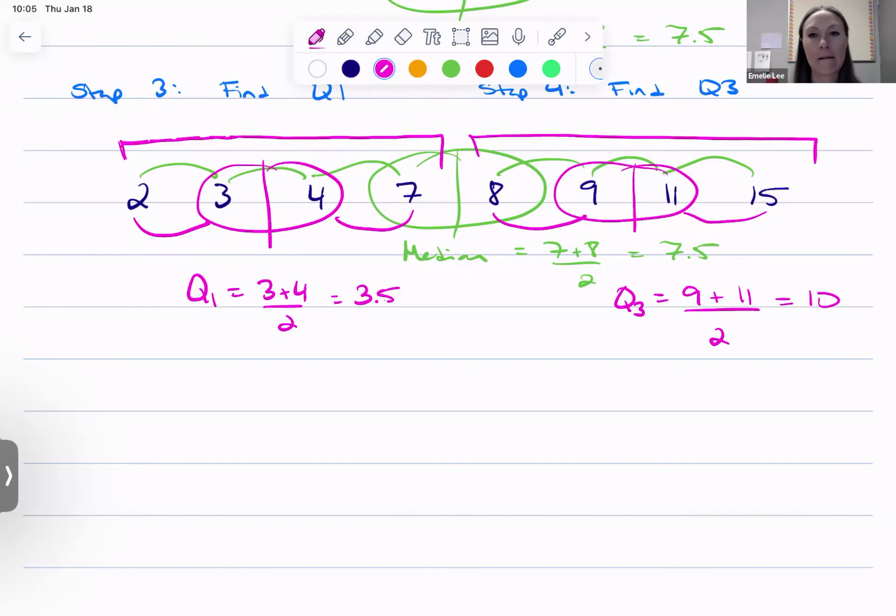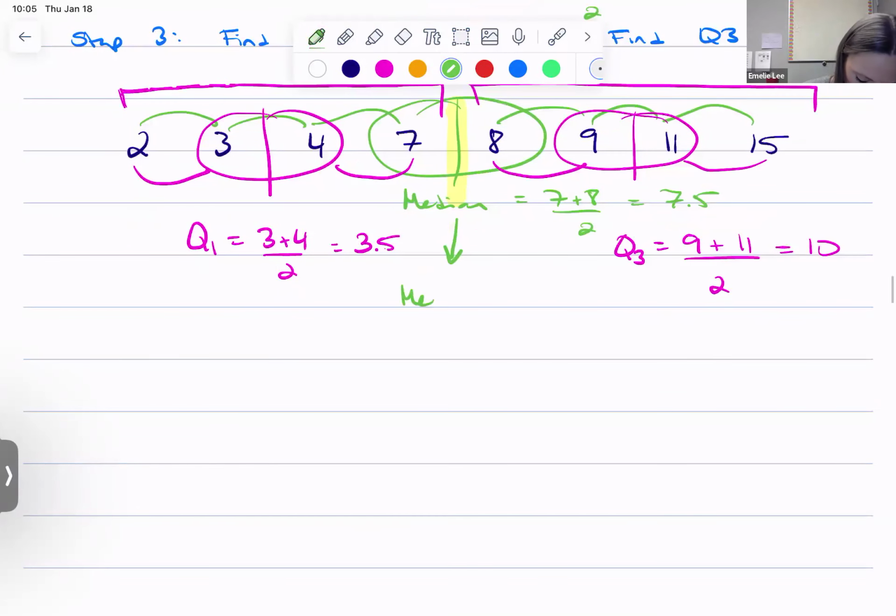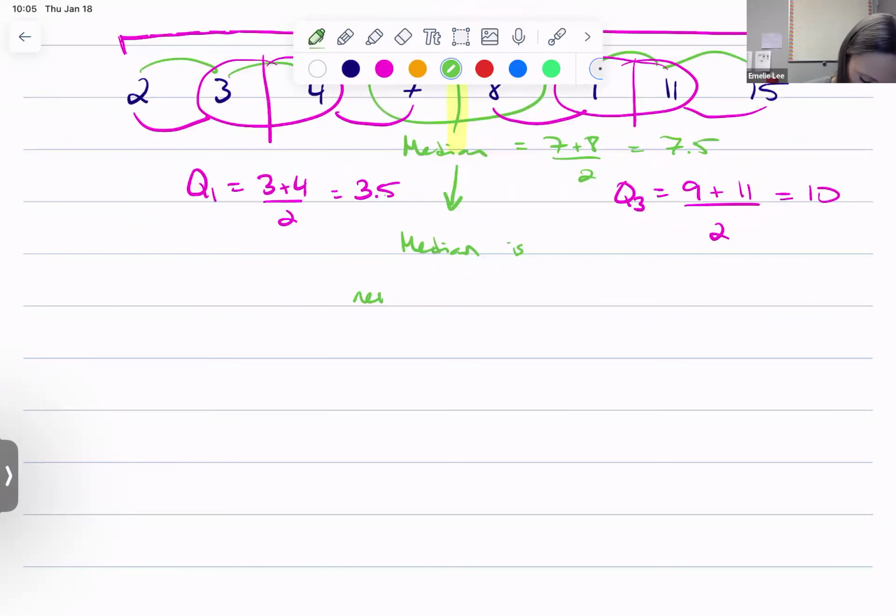Okay. So here, one thing I want you to note is that this is because the median is neither 7 nor 8. Right?